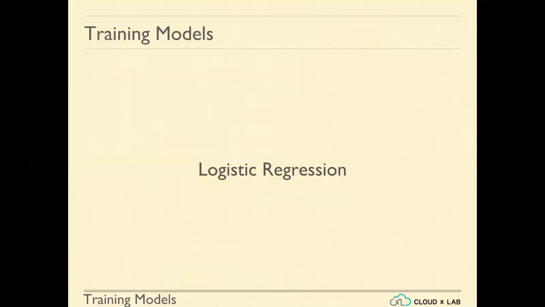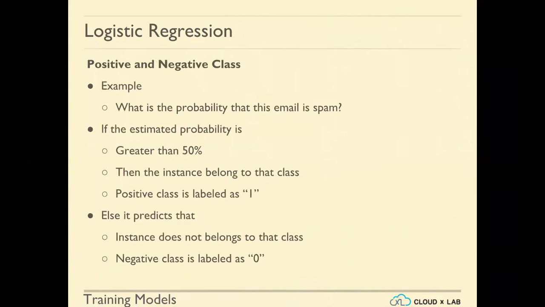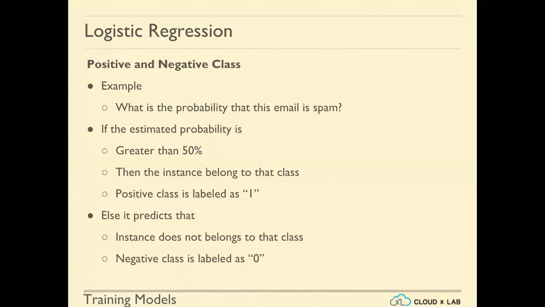So logistic regression is basically a binary classifier. It is used for estimating the probability that an instance belongs to a particular class. For example, what is the probability that this email is spam? Even though we have gone through classification already, let me give you some more context. To classify an email into spam and not spam is a standard classification problem.